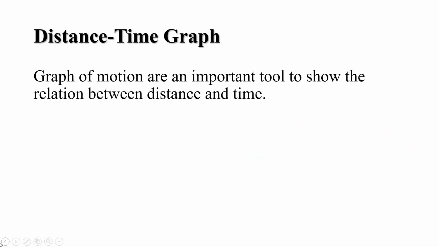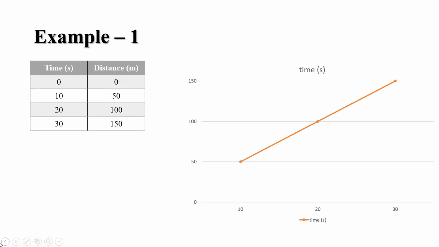And students, now let us understand the distance time graph. Graphs of motion are an important tool to show the relation between distance and time. Let us learn to use the distance time graph to describe the motion of different objects, considering the following example. Here, example 1.